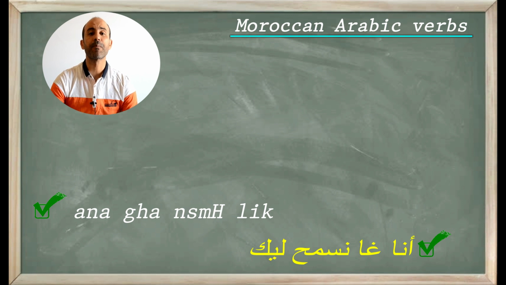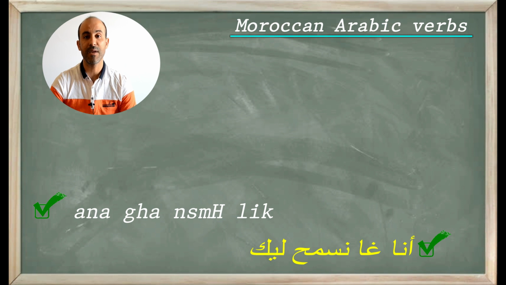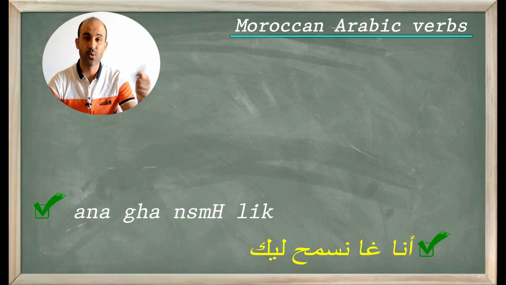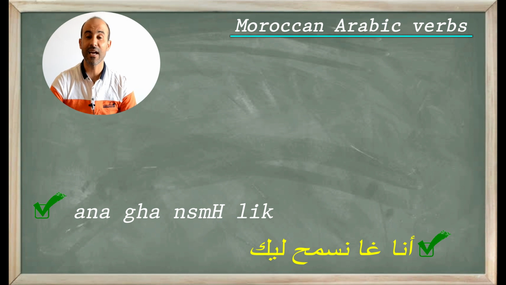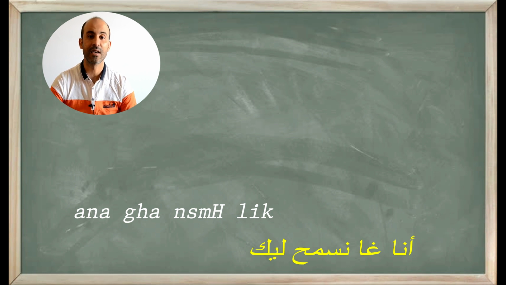Or أنا غنسمح ليك. I'll forgive you. The غ is for the future. نسمح ليك. أنا غنسمح ليك. Can you repeat the first sentence or the first phrase? سمح لي. And the other one is غنسمح ليك. أنا غنسمح ليك.